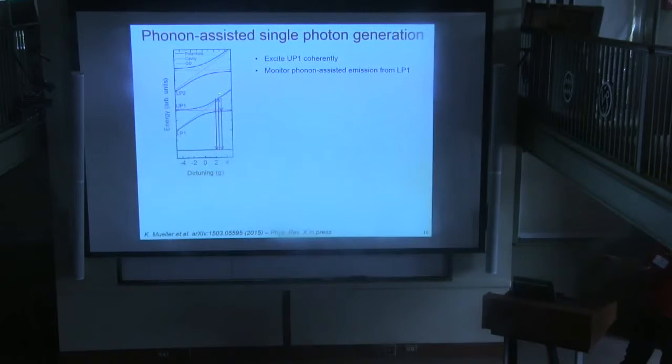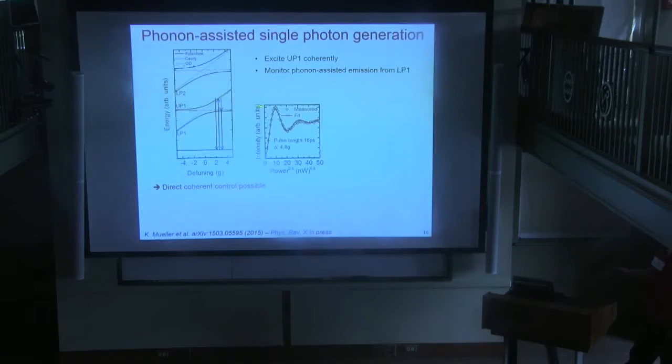So we excite the dot-like polariton, we detect from the cavity-like polariton, and if we use a laser pulse that is much shorter than the polariton lifetime, we are able to coherently control the population of the polariton, as you can see on these Rabi oscillations here.